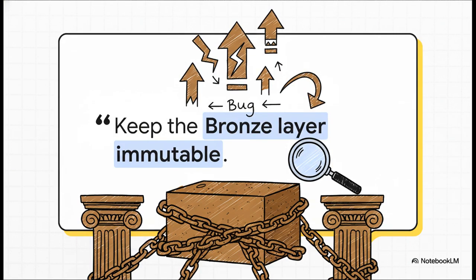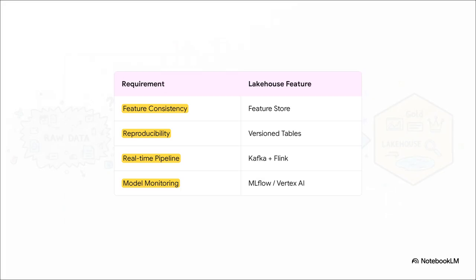But if there is one golden rule you need to remember from all of this, it is this: keep the bronze layer immutable. That means you never, ever change the raw data. This is your ground truth. It's your permanent archive. Why? Because it guarantees you can always go back and reprocess your entire pipeline if you find a bug or decide to change your logic later on. It's a lifesaver.